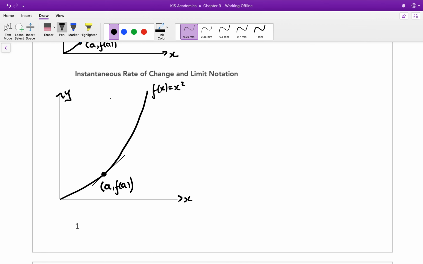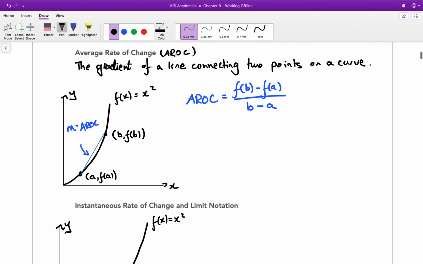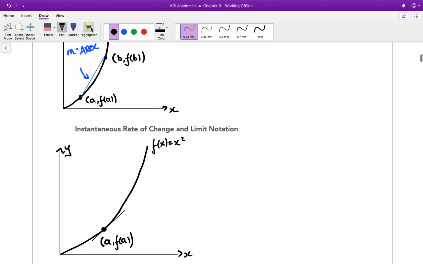And one way of doing that is by using our average rate of change formula like this. So let's say we pick a point on the graph again, like so. This one's b, f of b. We know that if we draw a line connecting these 2 points, we can find the gradient of that line. But the gradient of this line is not going to be a good estimate of this gradient itself.